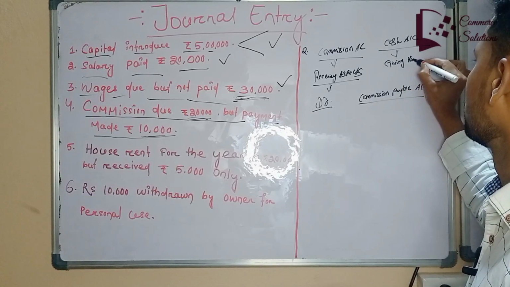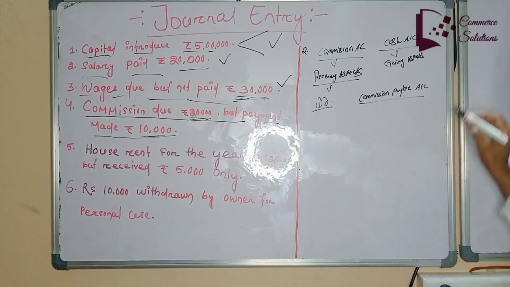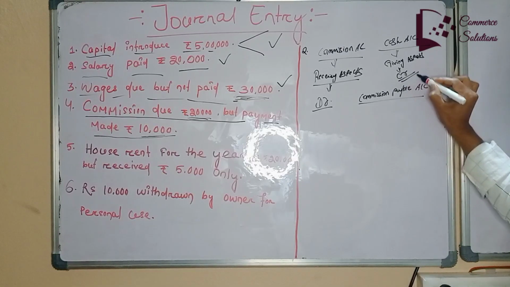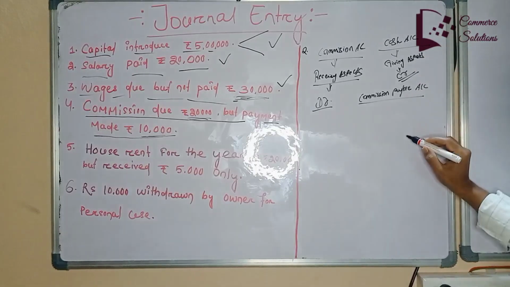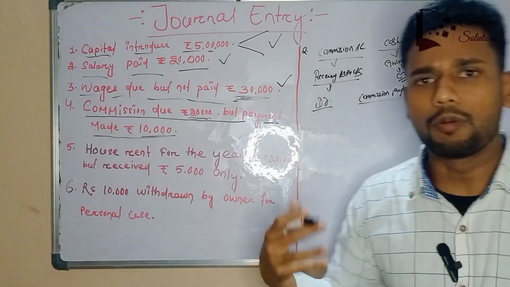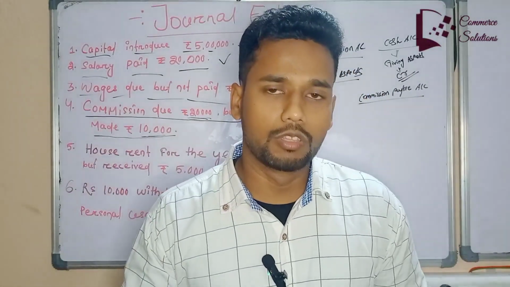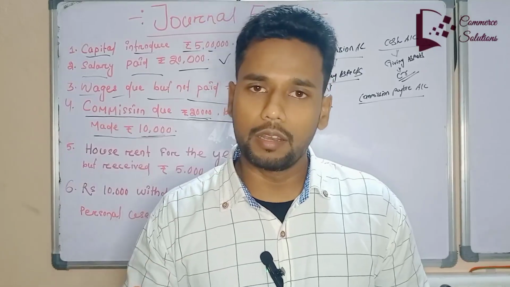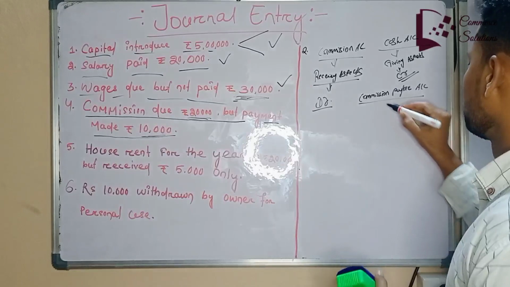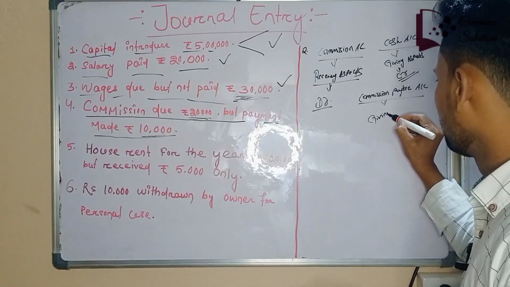Giving aspect. So what is credit? Credit means giving aspect. Cash should be credited here. Commission payable, we will pay. This is the obligation of the business. Business has to meet its obligation in future. So this is a payable and this is a giving aspect.